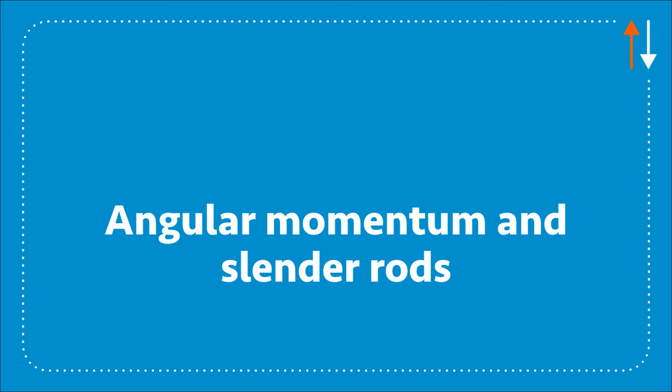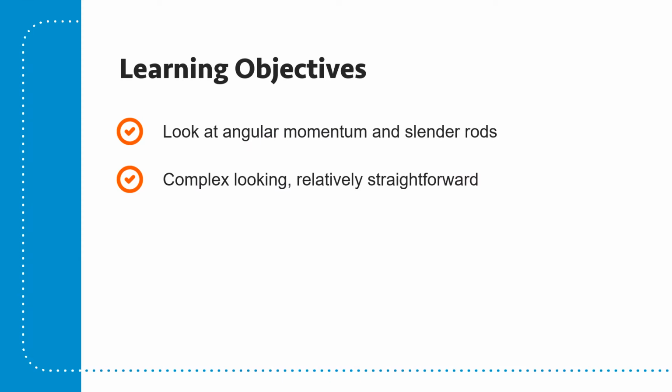What I want to do today is look at a set of problems that I've seen on Piazza in particular and focus in on angular momentum and slender rods. There are a number of questions on past quizzes and exams. So the learning objectives here look at angular momentum and slender rods, in particular slender rods that are falling, and understand that while the motion may be complex looking, it's relatively straightforward.